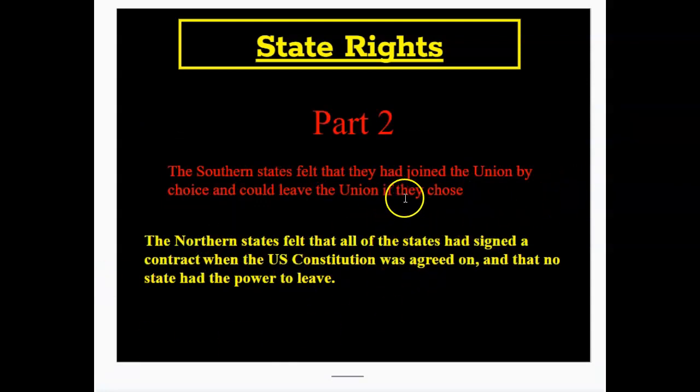It's an inconsistency with the idea of joining the Constitution. The North is going to feel like once you're in, you're in. You can't get out. The South is going to feel like, no, we're here by choice. And it's just a disagreement. That's also part of states' rights.